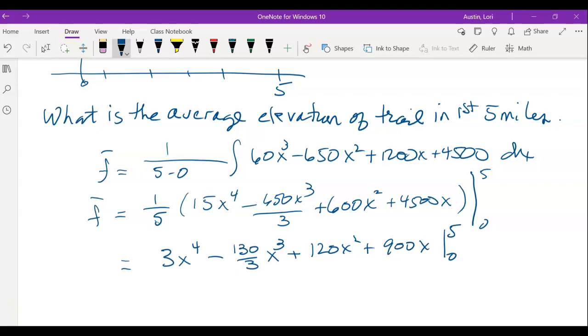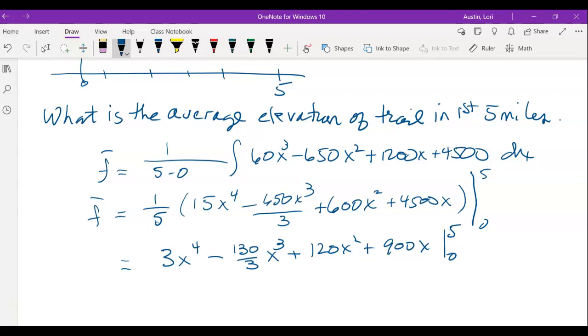Okay, so here's what's nice. Whenever you have 0, we learned this last week with evens and odds. When you plug in the 5 minus plugging in the 0, what happens when you plug in the 0? What does the whole thing go to when you plug in 0, everybody? It goes to 0. So like, oh, good. The only work you really need to do is plugging in the 5.